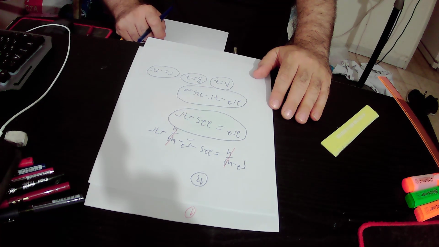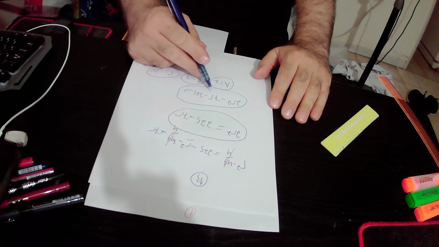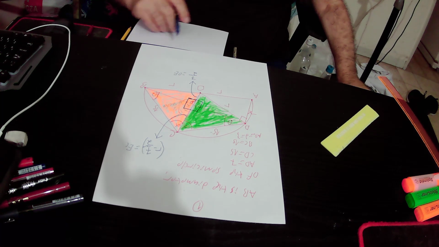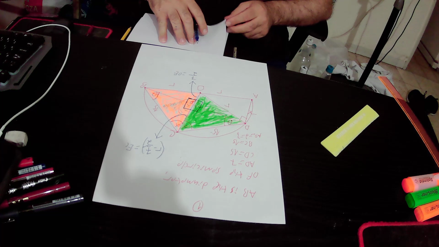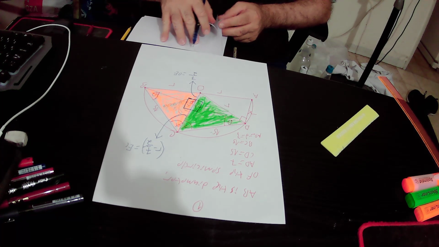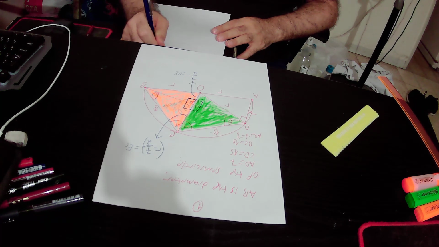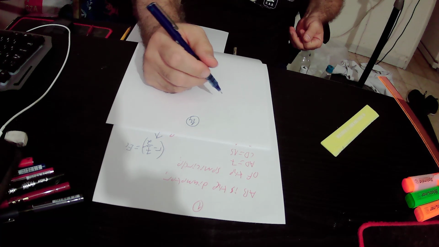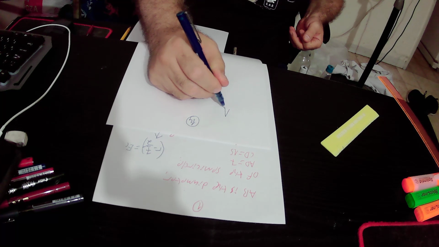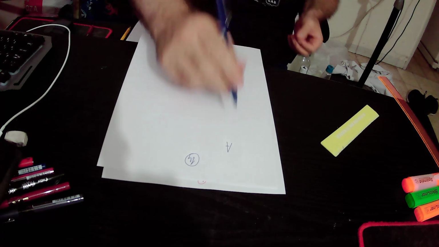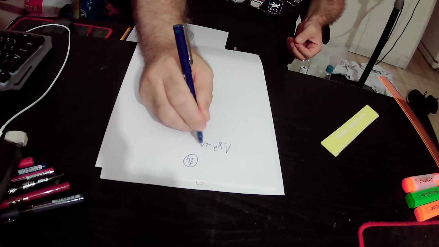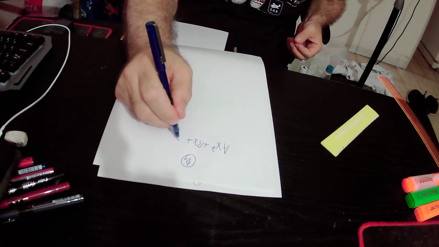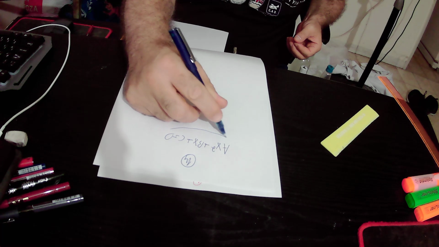Okay, and actually the variable of this quadratic equation is r, and we actually have the general formula for a quadratic equation: ax squared plus bx plus c equals 0. That is the general formula for a quadratic equation.